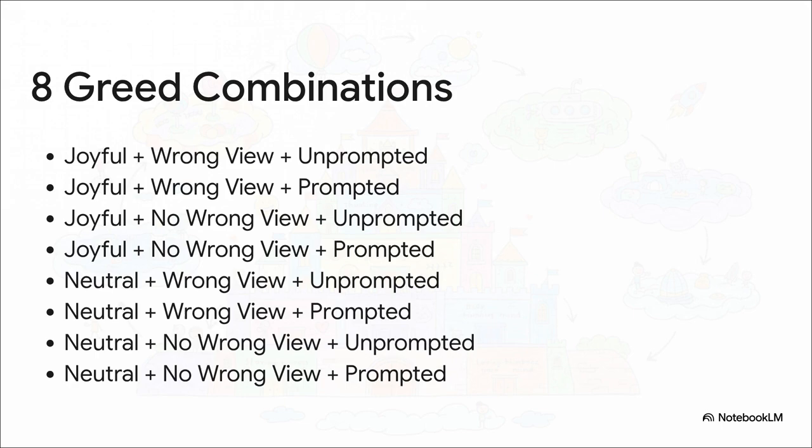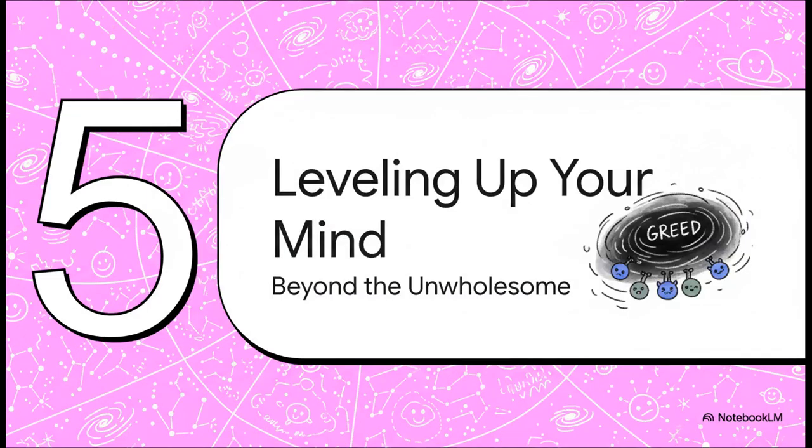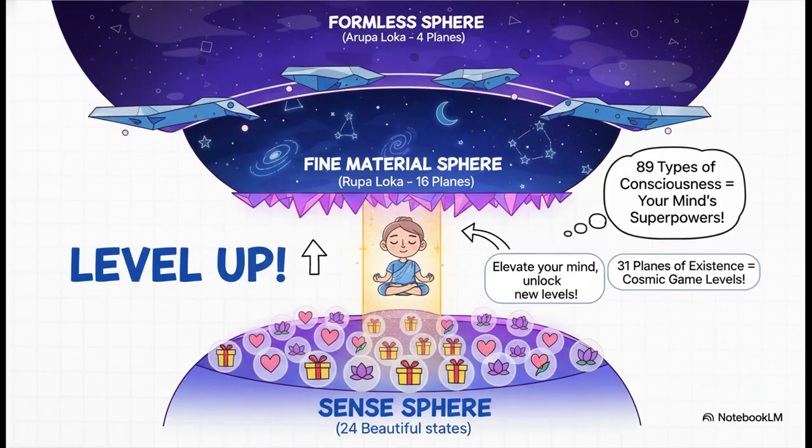Finally, let's hit section 5, leveling up your mind. As totally fascinating as those 8 types of greed are, remember, they're just one tiny little neighborhood in this massive multiverse map. We absolutely do not have to stay stuck in those unwholesome states. Right next door in the sense sphere are 24 beautiful, wholesome states of consciousness. These are states rooted in generosity, loving kindness, and wisdom.